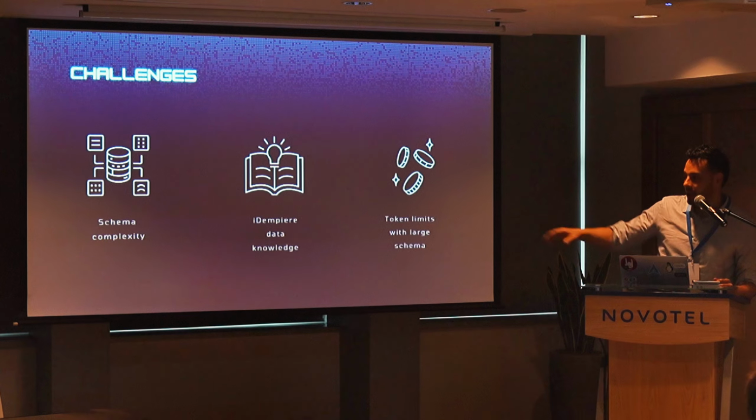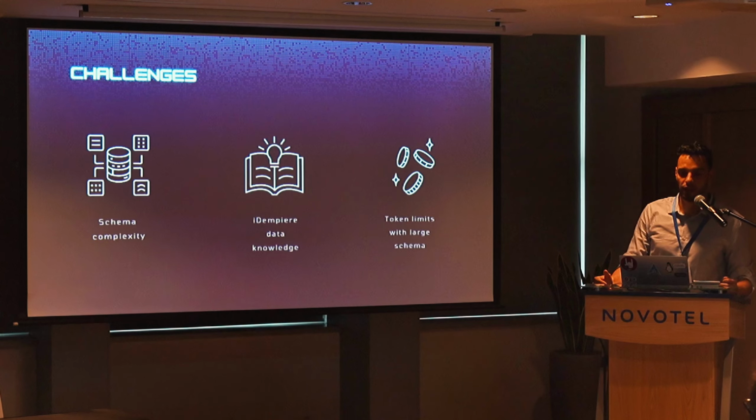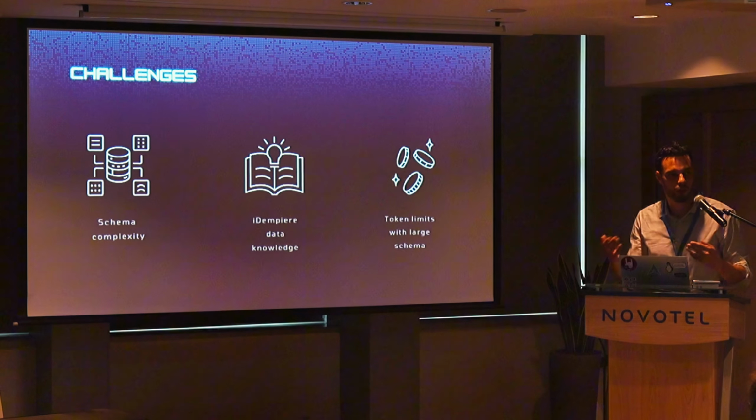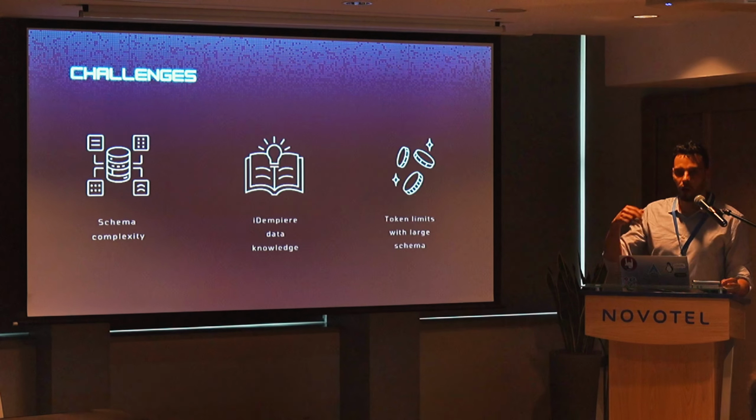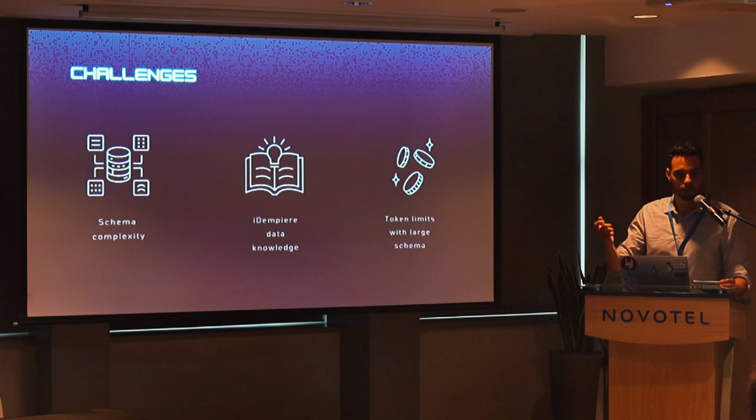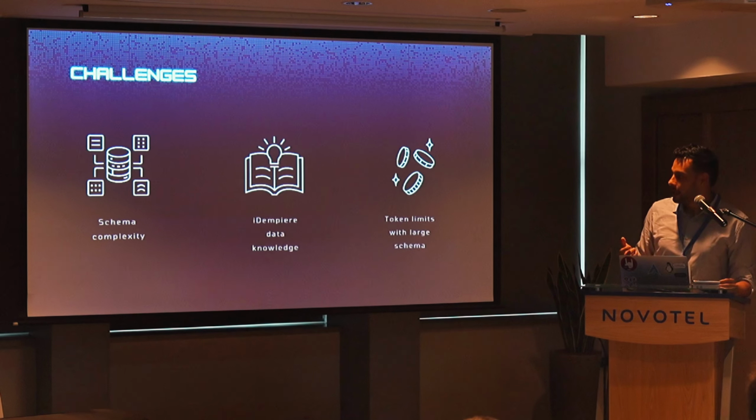The second one, as I said, is iDempiere data knowledge. At first, I said, give me all the sales orders that I had, and it just did select from C_Order. So it didn't know that the SO transaction flag distinguishes purchase from sales, so it's giving you fake values, fake numbers. I will show you how I bypassed this problem, but you really have to train it. It's not ready out of the box because you really need to have the iDempiere data knowledge.